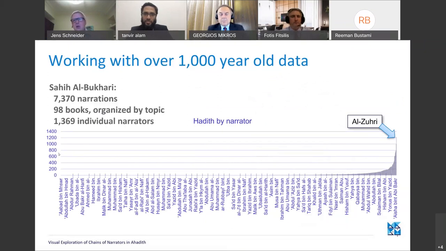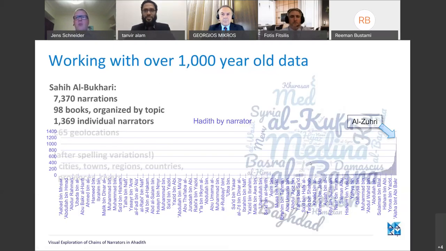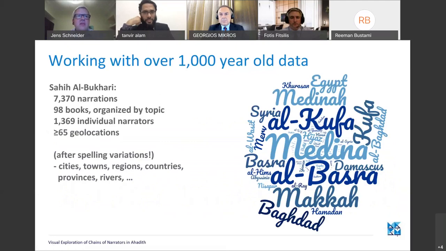And if we just start plotting the authors, then we see already that certain authors take out the top prominent narrators stick out. The top narrator that is involved in the tradition of most hadith is Asuri. And now we can ask questions, what else is in the data? So we find 65 geolocations, and you notice here there's many spelling variations in the text, Al-Kufa, Kufa, Al-Baghdad. So we manually cleaned them up, and we ended up with around 65 geolocations. And they can include cities, towns, regions, countries, provinces, rivers.